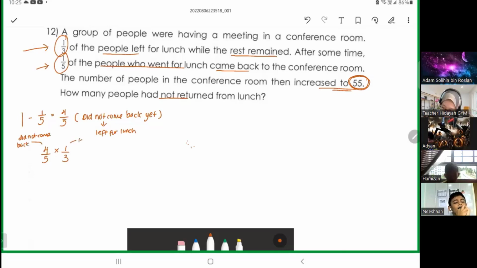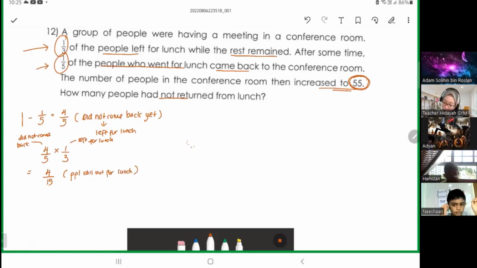Who left for lunch? Understand? I'm just trying to find the total fraction of people who are still outside. Okay, so it will be 4/15. These are people still out for lunch.